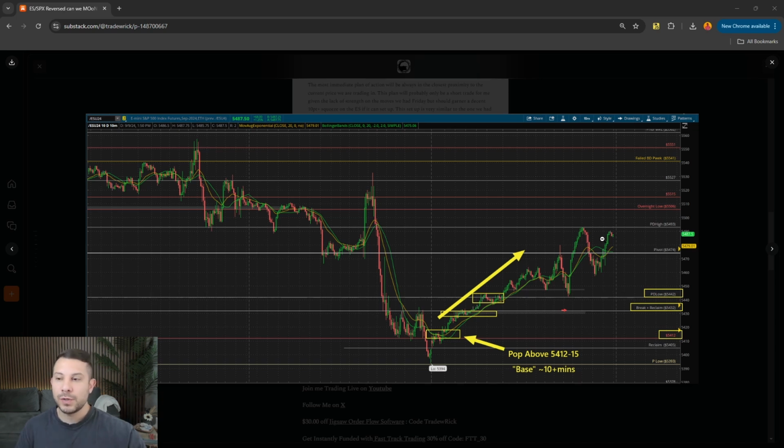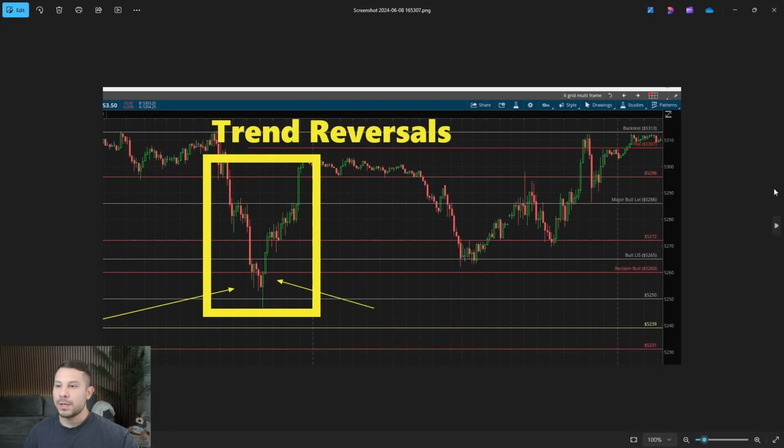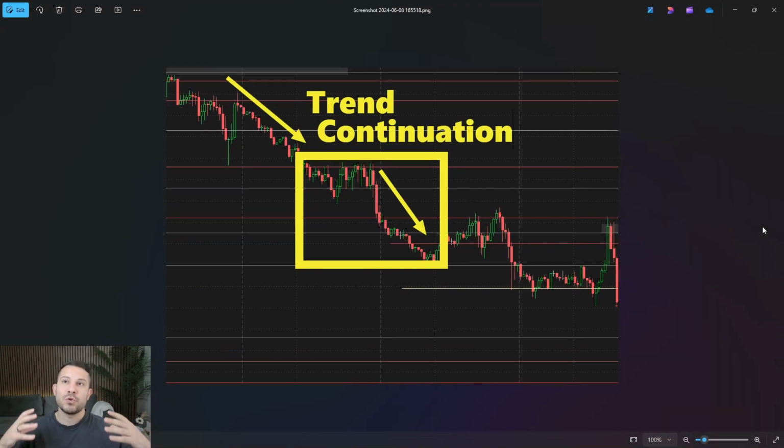So now that we understand reversals and we have a background of what that is, we're going to be discussing trend continuation, because from reversals come, or can come, trend continuation moves, and they create different criteria in order to actually identify them properly.